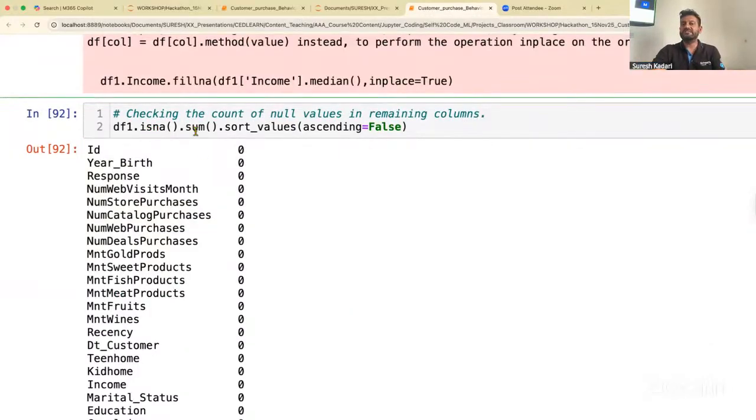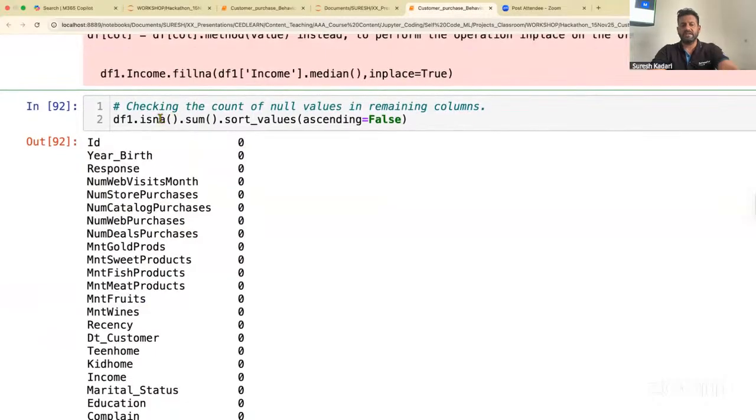Then isnull sort. See the data I told you, DF. What should I do? Find out the null values. What should I do? Sum. Then sort them, ascending. Sum of what? Null values from the data frame, for every column. Now my null values are gone.